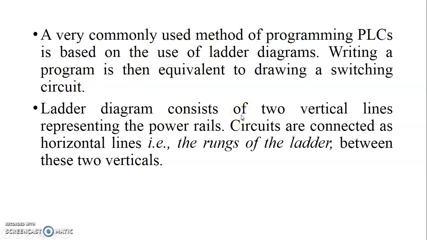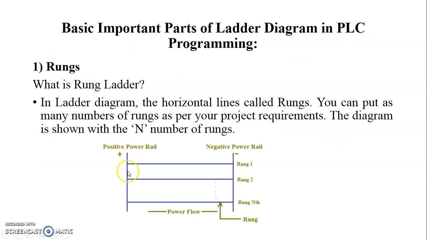Whenever you draw the ladder diagram, it always starts with these two vertical lines. This vertical line is called the positive power rail, and this vertical line is called the negative power rail. So always your ladder diagram starts with these two vertical lines. These vertical lines are called the power rails, and these horizontal lines are called the rungs of the ladder diagram. Between these two vertical lines, along the horizontal line, we'll be connecting the circuits.